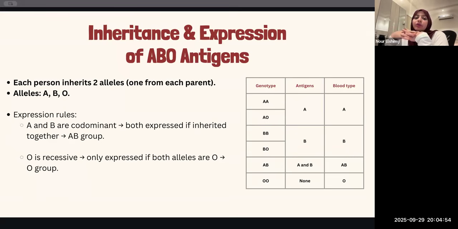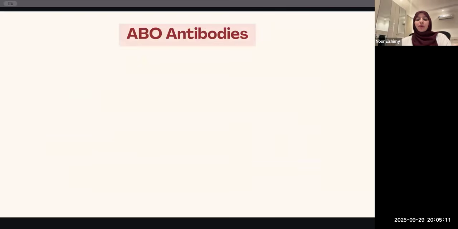However, the O is recessive, so in order for someone to have the O blood group or blood type, they're going to have both O alleles. And of course, they have no antigens, as I mentioned earlier. Now, if we have antigens, then we should have antibodies, right?